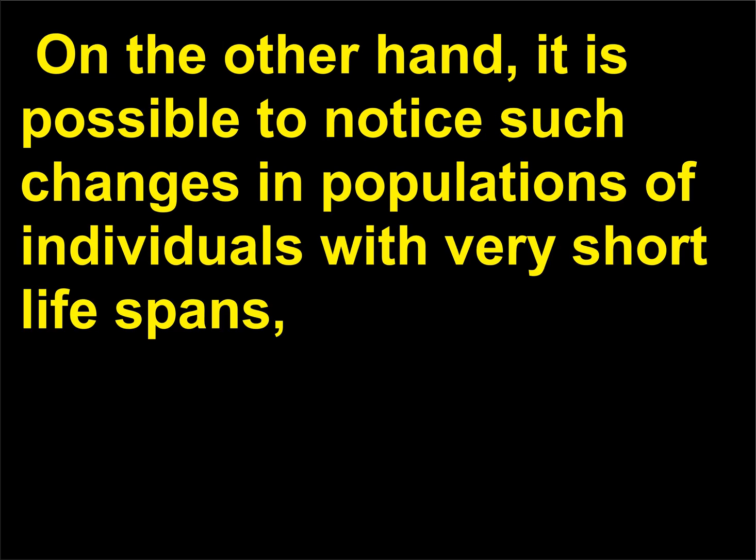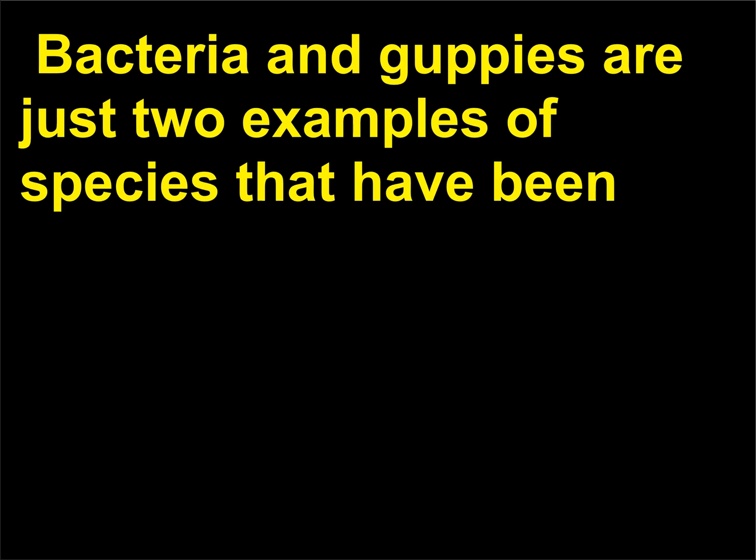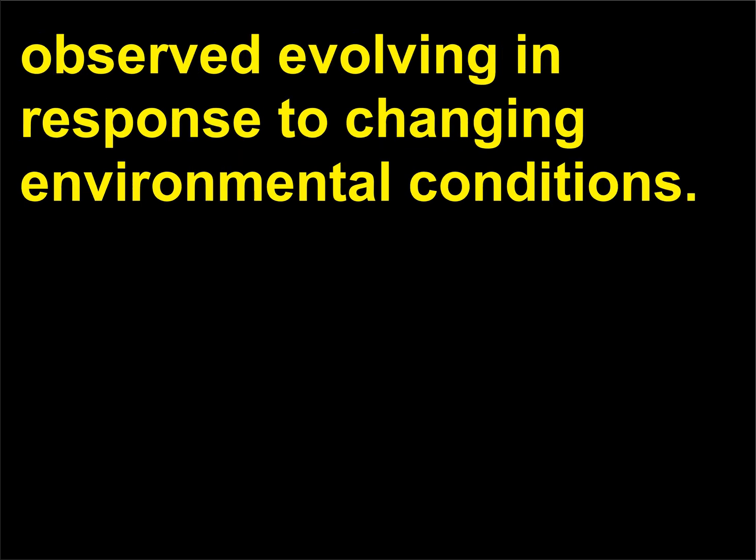On the other hand, it is possible to notice such changes in populations of individuals with very short lifespans, particularly when they are experimentally manipulated. Bacteria and guppies are just 2 examples of species that have been observed evolving in response to changing environmental conditions.